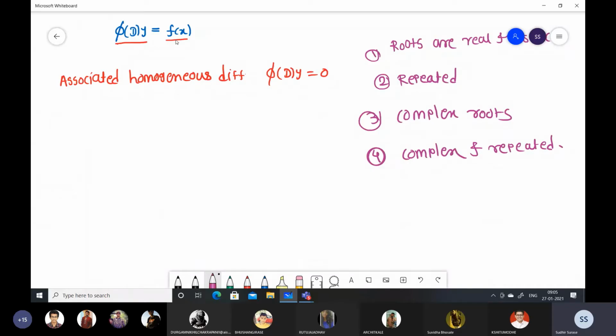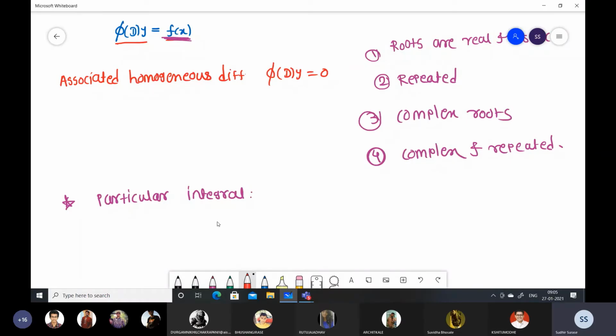Particular integral corresponding to right hand side f of x. The notation that we use to denote the particular integral is y_p, where the suffix p stands for particular integral. It is the very first formula that we had seen in case of particular integral.